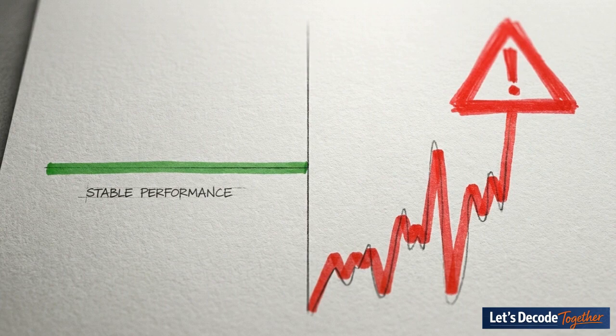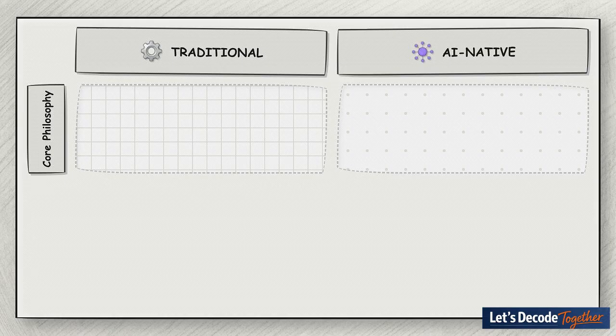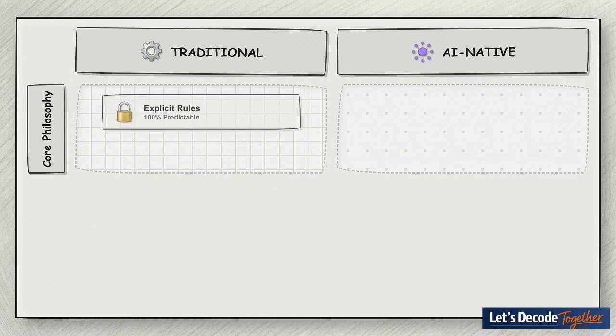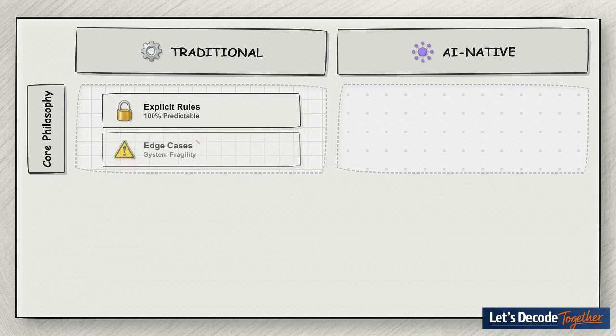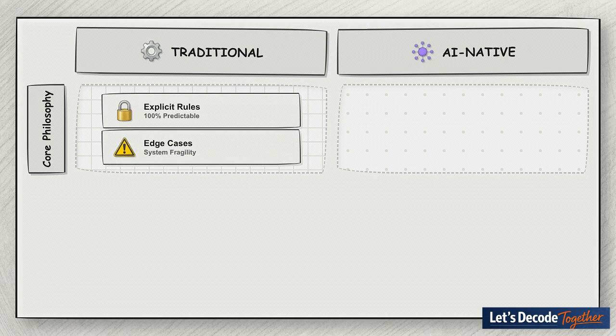an expensive operational burden. Starting with core philosophy, traditional software is built on hard-coded logic. Because the rules are explicit, the outcome is 100% predictable. However, this approach struggles with edge cases or unstructured data that falls outside of the original instructions.